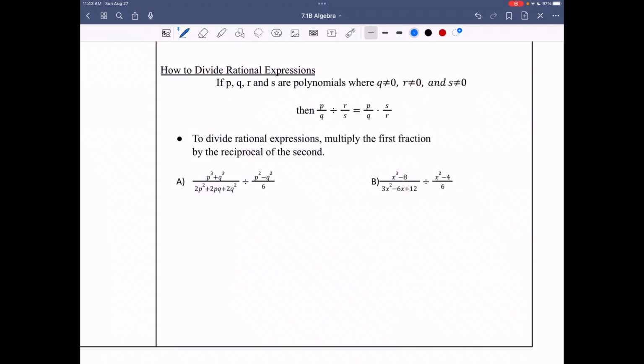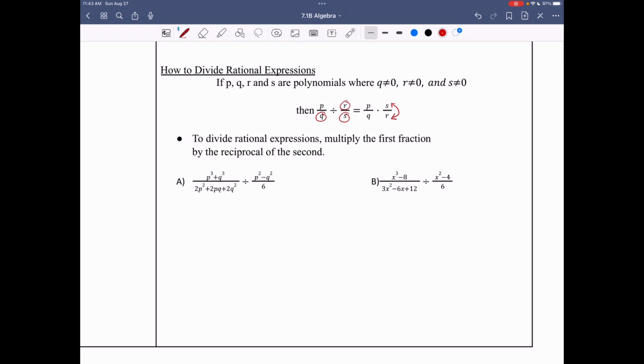Now we're going to look at dividing rational expressions, and just remember that P, Q, R, and S in this example cannot be 0, because then we would end up dividing by a 0. So these cannot be 0, and the reason why is because we're going to multiply by the reciprocal. So to divide rational expressions, multiply the first fraction by the reciprocal of the second.